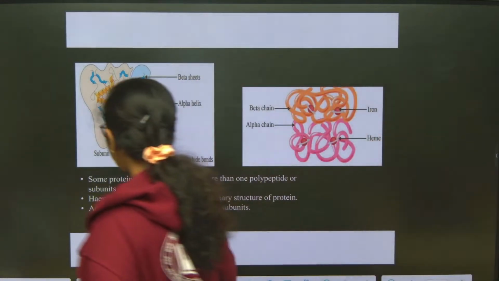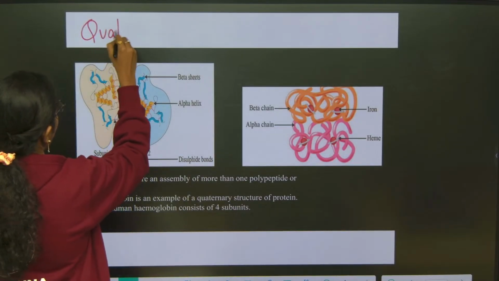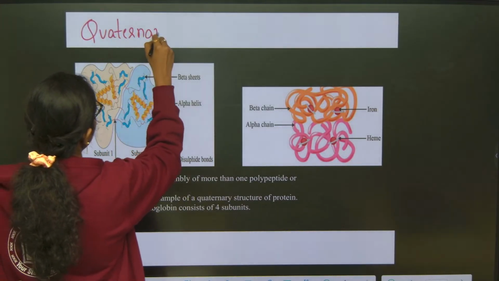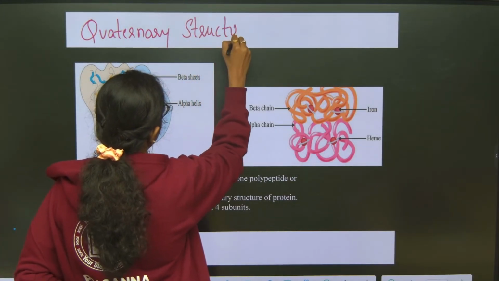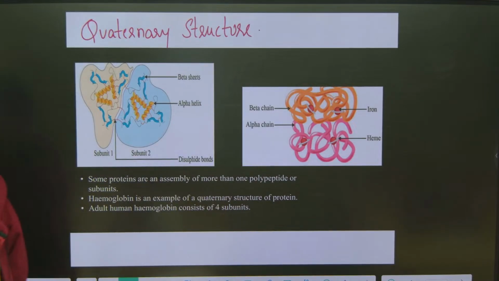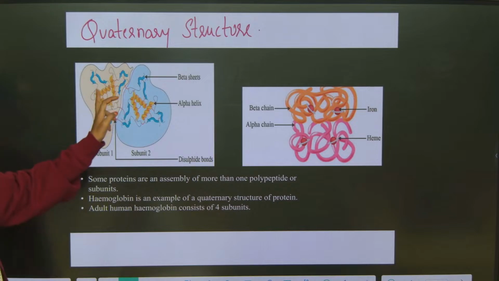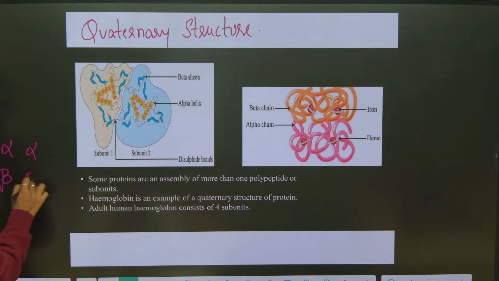Next is the quaternary structure. In the quaternary structure, the best example taken is what? Hemoglobin with 2 alpha subunits and 2 beta subunits, and here you can also see alpha helix and beta pleated sheets. So it has 2 alpha subunits and 2 beta subunits.